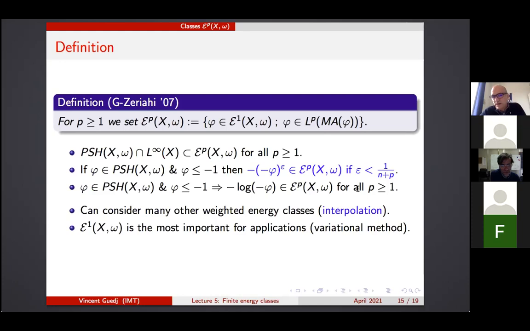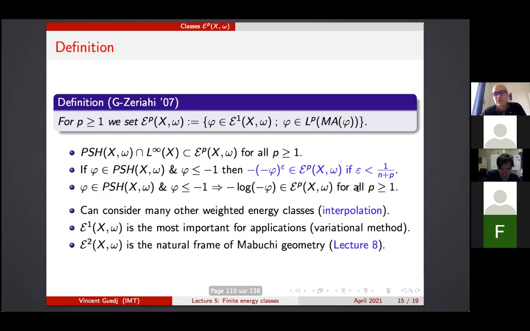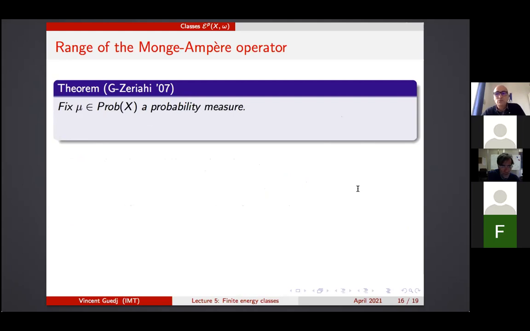But let me simply stress that E1, the one that I spend the most time discussing, is the most important for applications; this will become clear in the next lecture. And in a more geometric sense, E2, so for p equals 2, is somehow the most natural with respect to the Mabuchi geometry that I will very briefly discuss next Thursday. And maybe these classes will take a special form on a very particular class of manifolds that I'm describing in one slide.